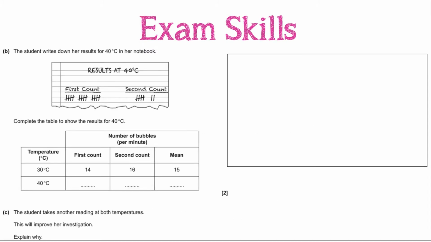So to give you an example of the kind of question that we could see here, this one is about the results. The student writes down her results for 40 degrees Celsius in her notebook, and we're given those results in this section here. Complete the table to show the results for 40 degrees Celsius.